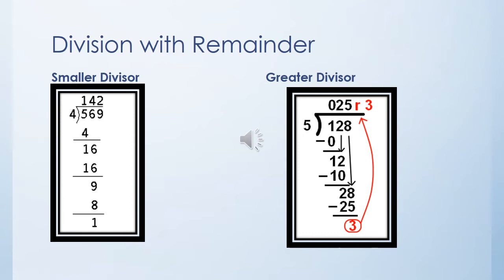Now move towards the next example, having a greater divisor. So the next example is 128 divided by 5. 1 is smaller and 5 is greater, so you cannot divide it. Now consider 12, so you will not take a single digit, you will consider the double digit, that is 12.